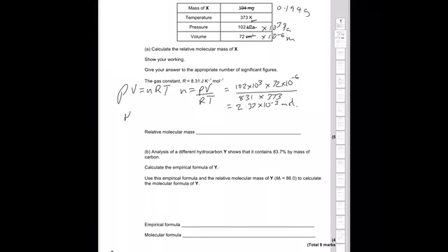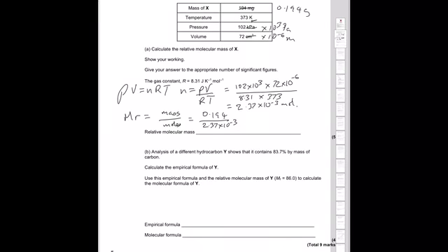What else have they given you? The Mr equals the mass over moles. So 0.194 over 2.37 times 10 to the minus 3. Okay, does it give us a sensible answer? That's the big thing, really.